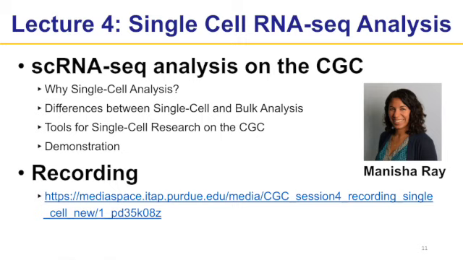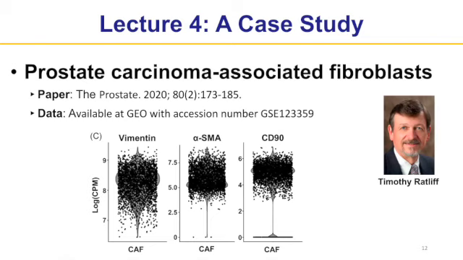The data we used is from Dr. Radcliffe, who used to be the director of our cancer center. His research is more on prostate cancer, and this is a particular one related to carcinoma-associated fibroblasts. The picture at the bottom shows the gene expression of the single cells for three different genes. And again, the data is also available at GEO with accession number GSE123359.